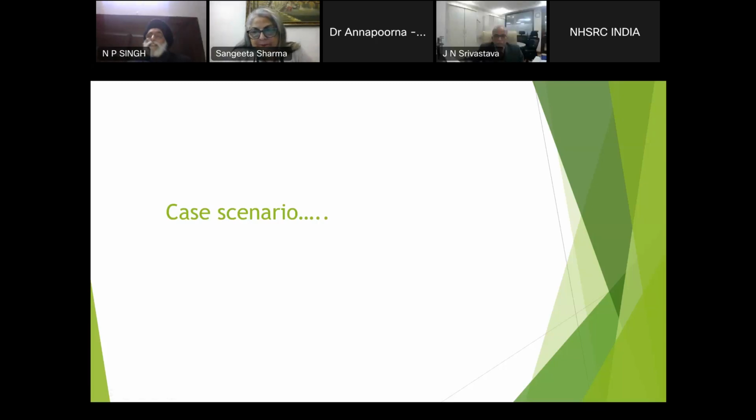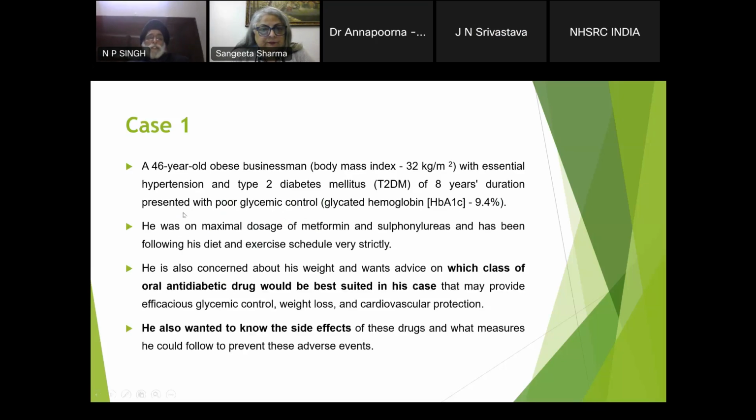So I just have simple case scenarios if people can answer. The first is a 46-year-old obese businessman. His BMI is very high, 32. He also has high blood pressure of 8 years duration. He has poor glycemic control. He was on a maximum dose of metformin and sulfonylurea, and has been following his diet and exercise schedules very strictly. He's also concerned about his weight and wants advice on which class of oral anti-diabetic drug would be best suited in his case, which may provide efficacious glycemic control, weight loss, and cardiovascular protection. So any guesses? And he of course would like to know the side effects of these drugs.